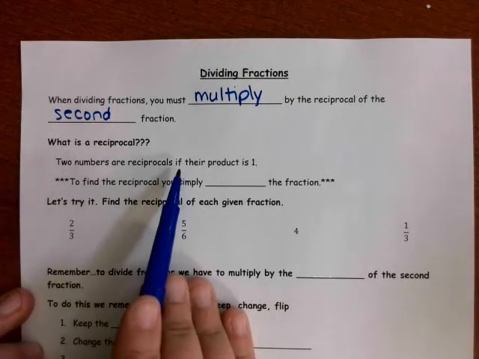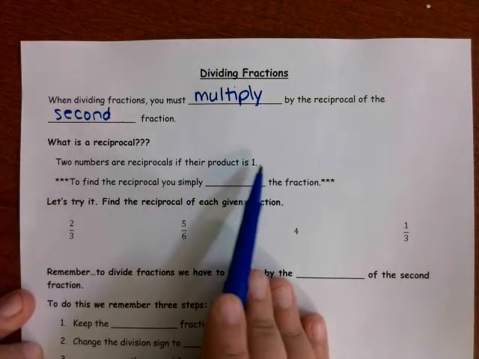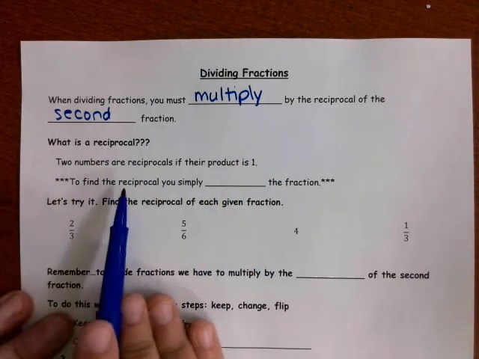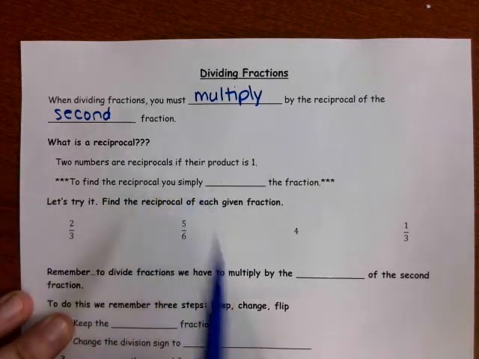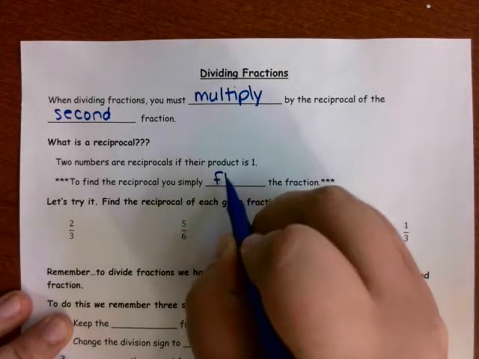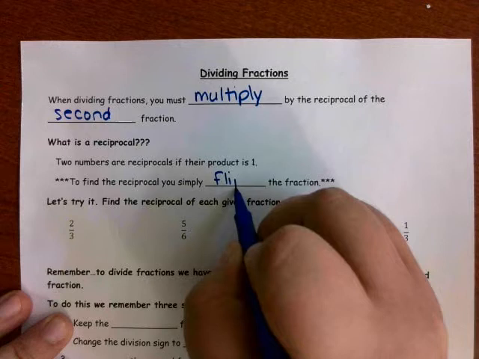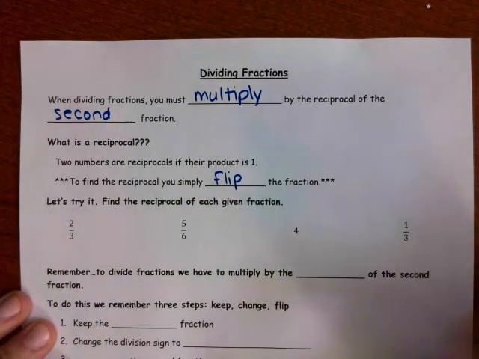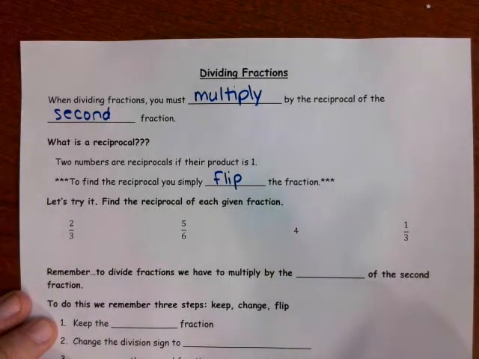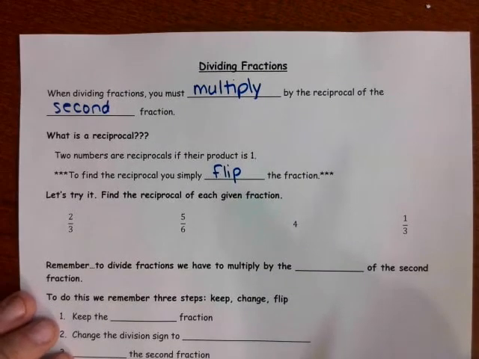Two numbers are reciprocals if their product is equal to 1. So to find the reciprocal of a fraction, all you do is simply flip the fraction. Flipping the fraction makes it the reciprocal. So let's try it. Find the reciprocal of each fraction that's given here below.